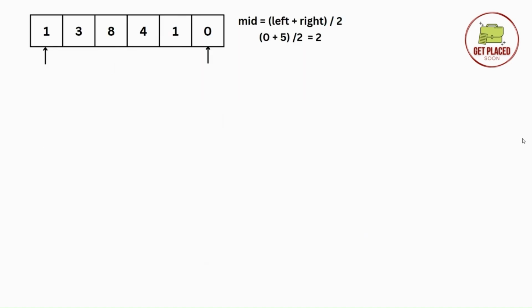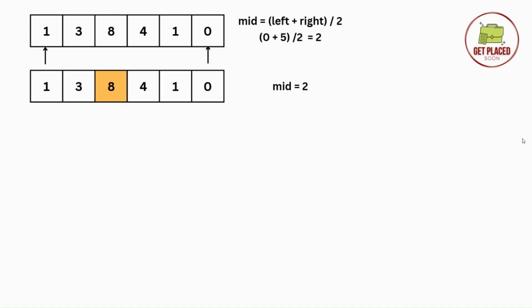First, as in binary search, we calculate the mid. So we have 6 elements. The first element is at index 0, as indexing in arrays starts from 0. The last element is at index 5. 0 plus 5 by 2 gives you 2. Index 2 is the mid element.